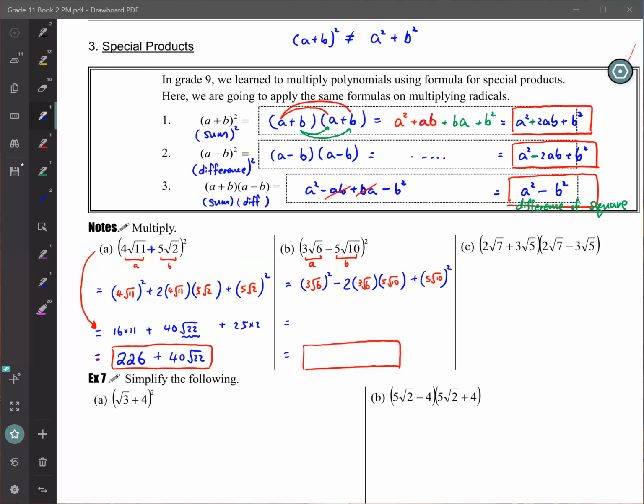Right now we have 6 people finished. Okay, 9 people. 10.